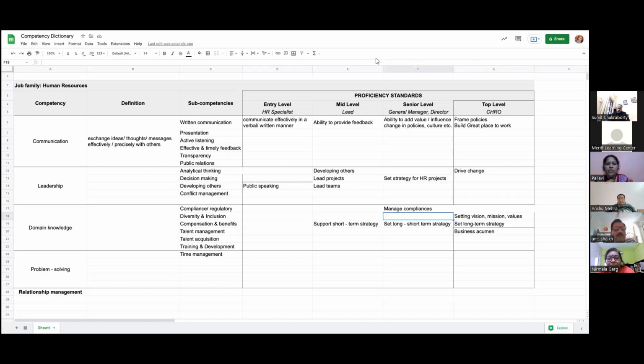For the entry level, I think it should be in the execution of the compliances, because he will be only on the execution. Yeah, ensure compliances. Absolutely. Execution, data entry, report writing. Ensure compliance, diversity, inclusion. He can do the data management, so at least data is available, then decision can be taken.